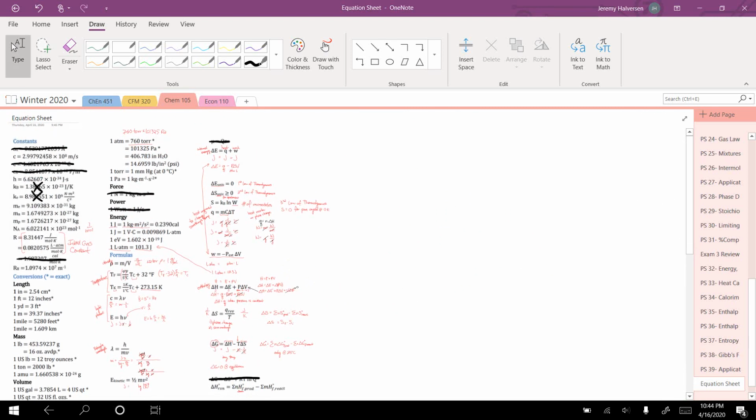Okay, so there you have it. There is your equation sheet. Hopefully that's helpful in reminding you of some of the things that you've learned, some of the things that you should remember because they're not on the equation sheet, and reminds you of the application of some of these equations.